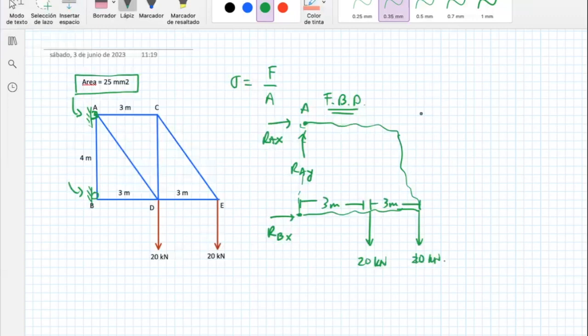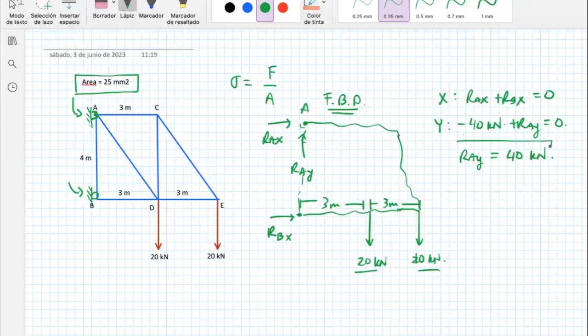So let's just do the X part. The X part is RAX going to my right plus RBX going to my right equals 0, because nobody's there to do something else. Let's just go with y. You can add this in the negative part. So that's minus 20 kilonewtons, these two guys going down, and there is one guy going up, plus RAY equals 0. Therefore, I can get that the reaction going up at the hinge is equal to 20 kilonewtons. So that's something that I can know right away.